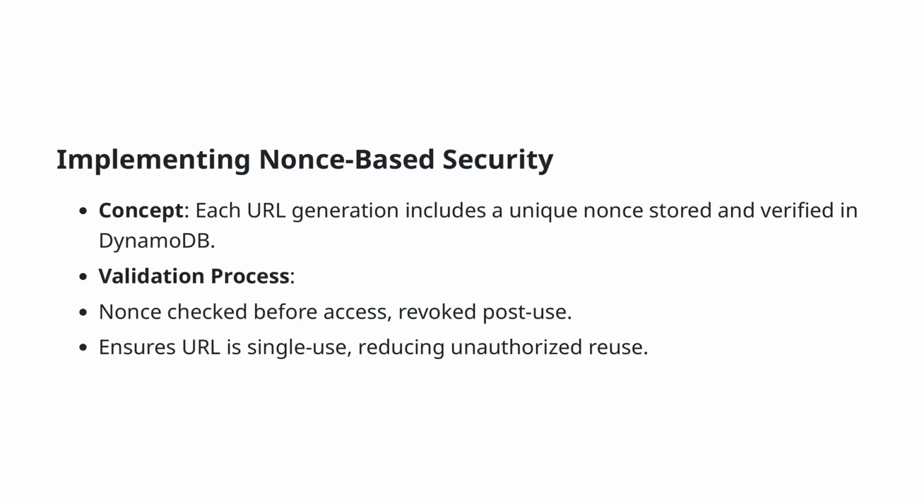Implementing nonce-based security is an effective strategy for securing URL access. In this approach, whenever a URL is generated, it is accompanied by a unique nonce. This nonce is stored in DynamoDB, which acts as a reliable record-keeping system. Before any access is granted through the URL, the system checks the nonce to ensure it is valid. Once the nonce has been used, it is subsequently revoked. This mechanism guarantees that the URL is usable only once, effectively minimizing the risk of unauthorized reuse. It's an intelligent way to provide a high level of security by ensuring that each URL is individually validated before granting access.